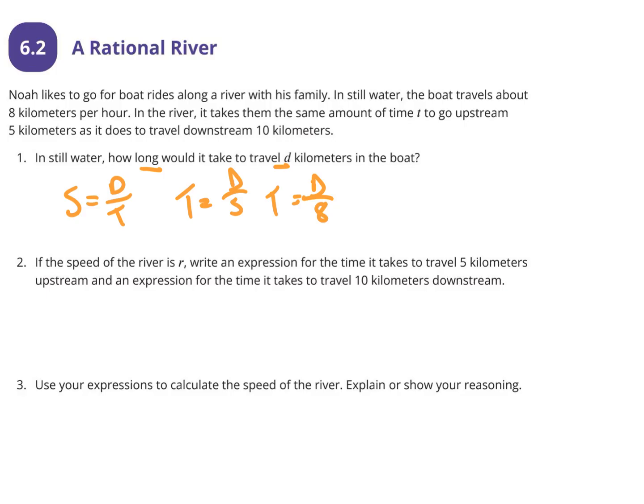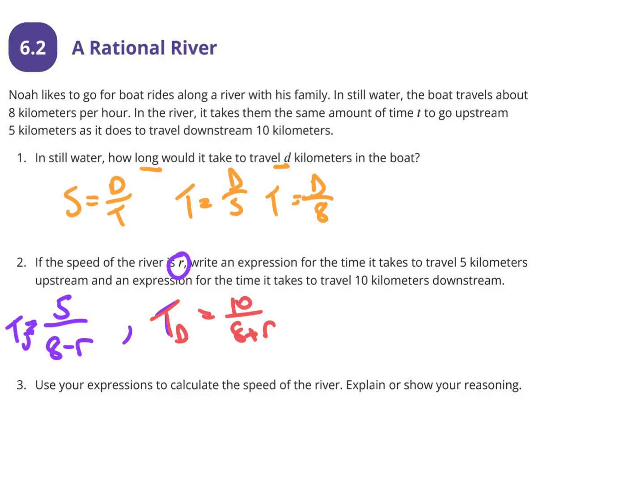All right, now for number 2. If the speed of the river is r, write an expression for the time it takes to travel 5 kilometers upstream. So 5 over 8 minus r equals time, because time is distance over speed from the previous equation. So this is time upstream. I'm going to put a subscript u. Now, time downstream, let's put this in a different color. Time downstream is the distance divided by the speed, 8 plus r, because we're with the current. Against the current, with the current.